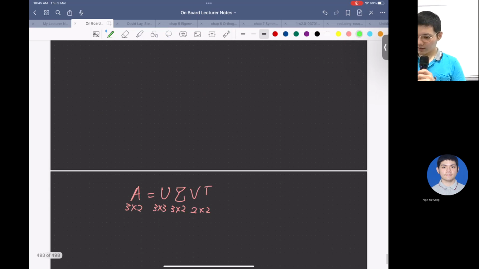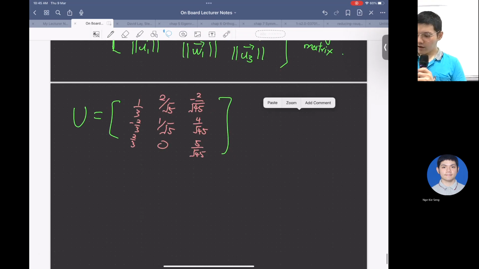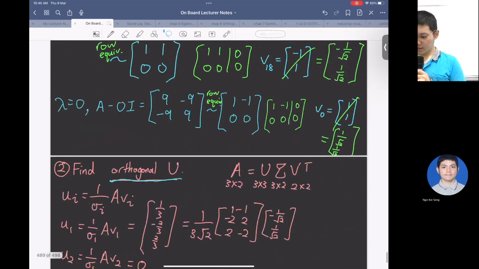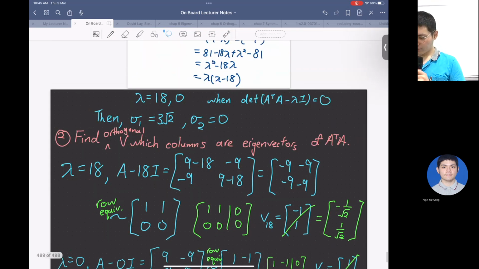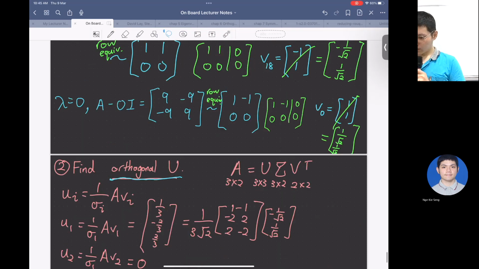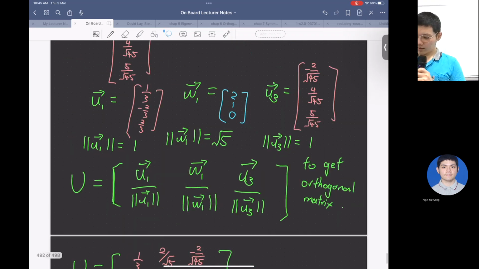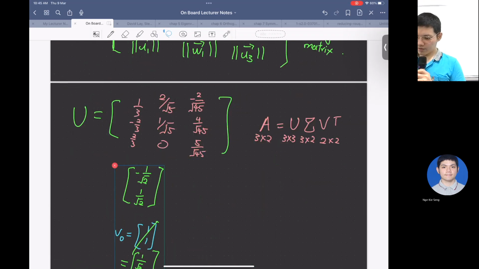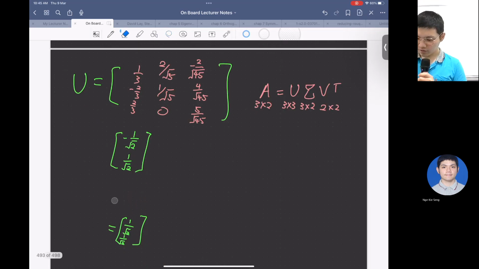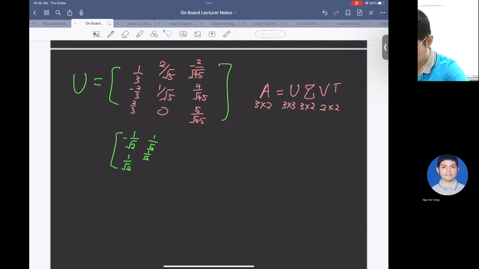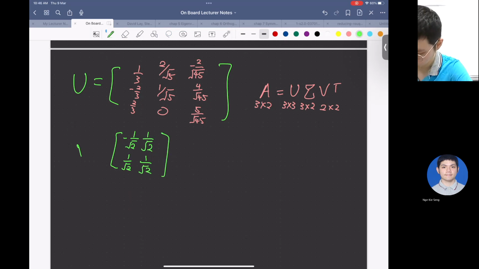How about our V? Let me cut, then paste. We found our V, right? So let's bring the V down. Copy these two, paste. Again, we got this V1 and V2, so we put them side by side. I'll put square root 2. Okay, so this is our V.